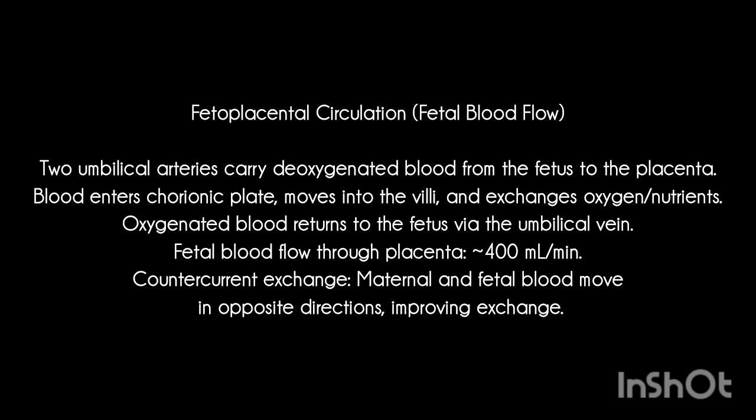Fetoplacental circulation, fetal blood flow. Two umbilical arteries carry deoxygenated blood from the fetus to the placenta. Blood enters chorionic plate, moves into the villi, and exchanges oxygen, nutrients. Oxygenated blood returns to the fetus via the umbilical vein. Fetal blood flow through placenta, approximately 400 milliliters per minute. Countercurrent exchange. Maternal and fetal blood move in opposite directions, improving exchange.